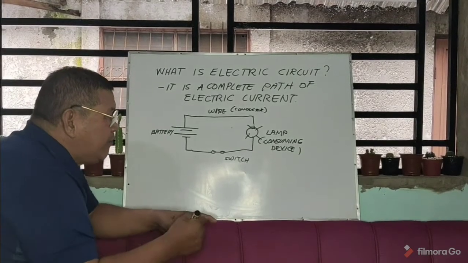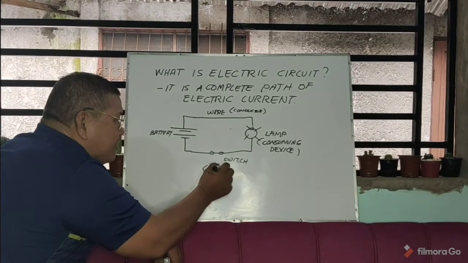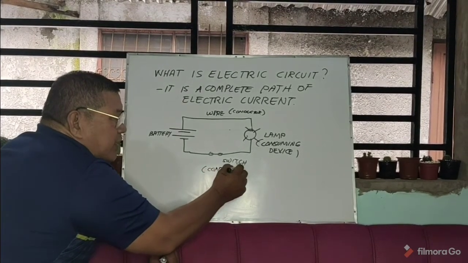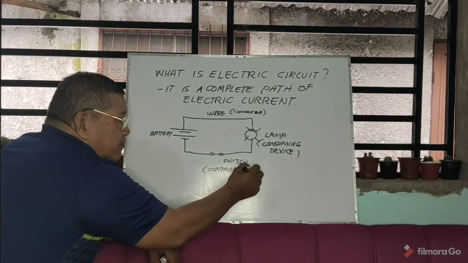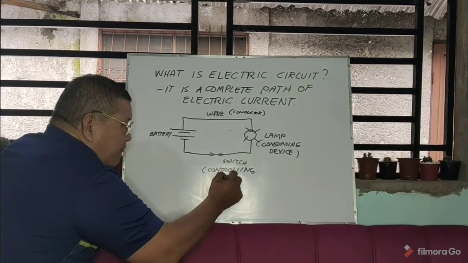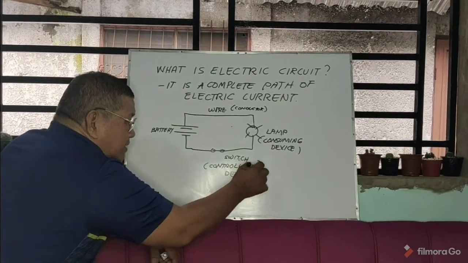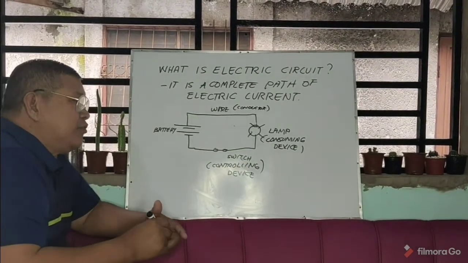And then we have here the switch. The switch here is what we call a controlling device. So anything that will control the flow of current is called a controlling device. Okay? So an example of this is the switch.